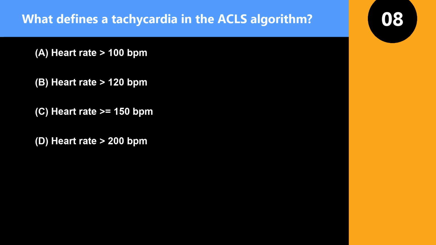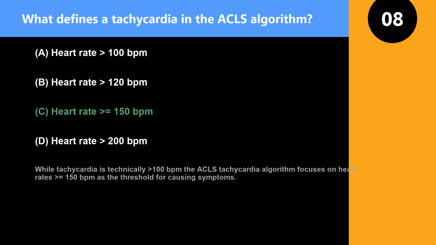Question 8. What defines a tachycardia in the ACLS algorithm? Option A, heart rate 100 bpm. Option B, heart rate 120 bpm. Option C, heart rate equal to or greater than 150 bpm. Option D, heart rate 200 bpm. The correct answer is option C. While tachycardia is technically greater than 100 bpm, the ACLS tachycardia algorithm focuses on heart rates of 150 bpm or more as the threshold for causing symptoms.